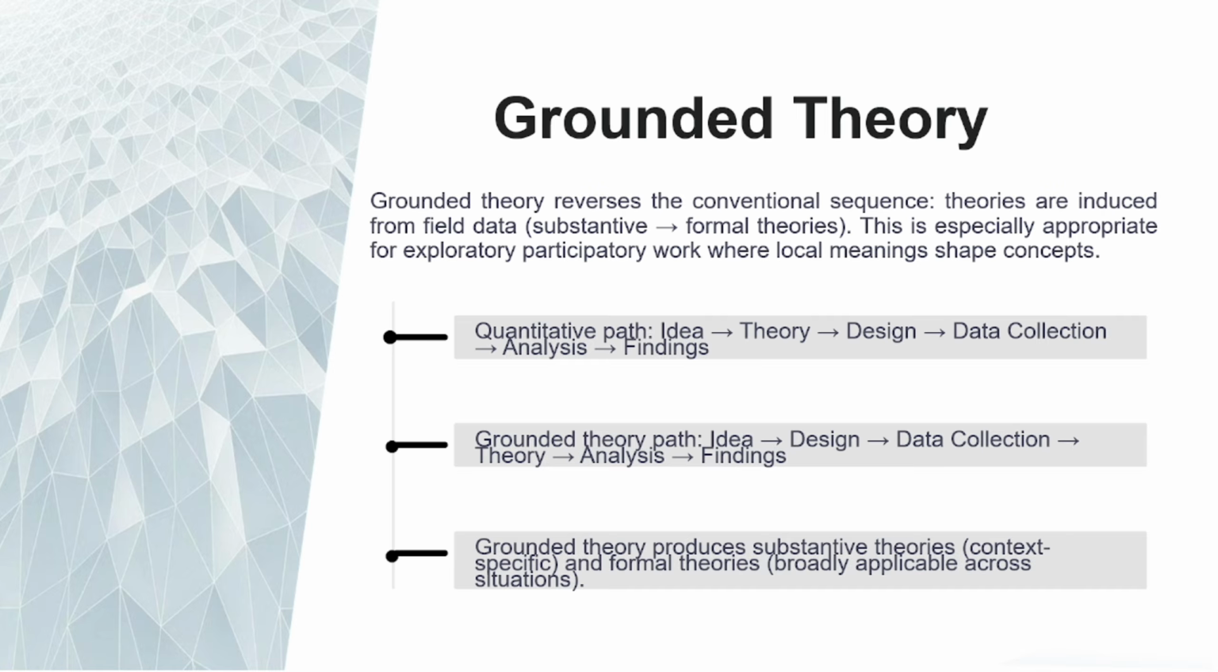This method is especially used for exploratory participatory research where local experiences and meaning are very important. It allows researchers to understand situations from the participant's perspective. Another important point is that grounded theory produces two types of theory. First, substantive theories, which are specific to a particular context. Second, formal theories, which are broader and can be applied across different situations.